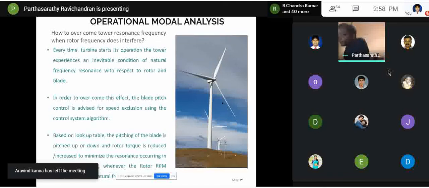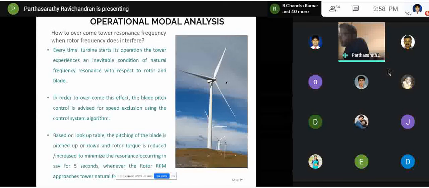So what happens is that as the rotor blade starts picking up the wind and starts rotating, the natural frequency of the tower definitely coincides with the blade passing frequency. In order to overcome that, they would put a lookup table within the control systems, and they will try to pitch out or pitch in the blade. The term pitch in, pitch out means that the whole blade would change its angle of attack with respect to the wind which it sees, and it would be a very short period, probably 5 to 10 seconds, whenever it reaches those frequencies it has to avoid.